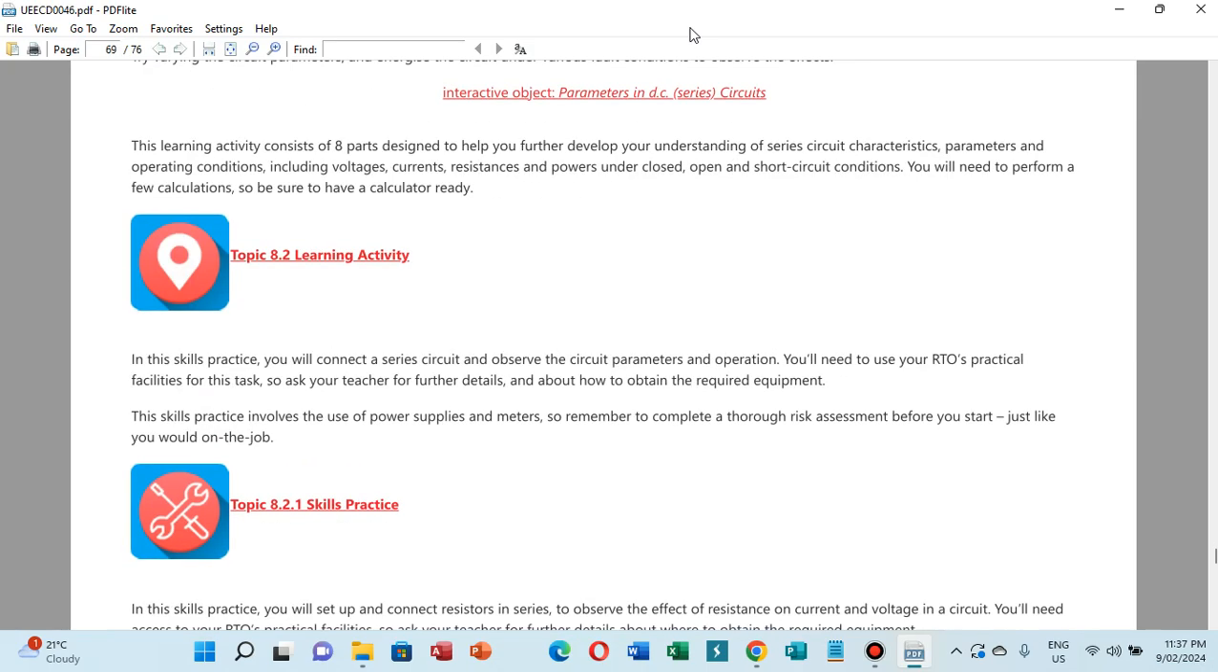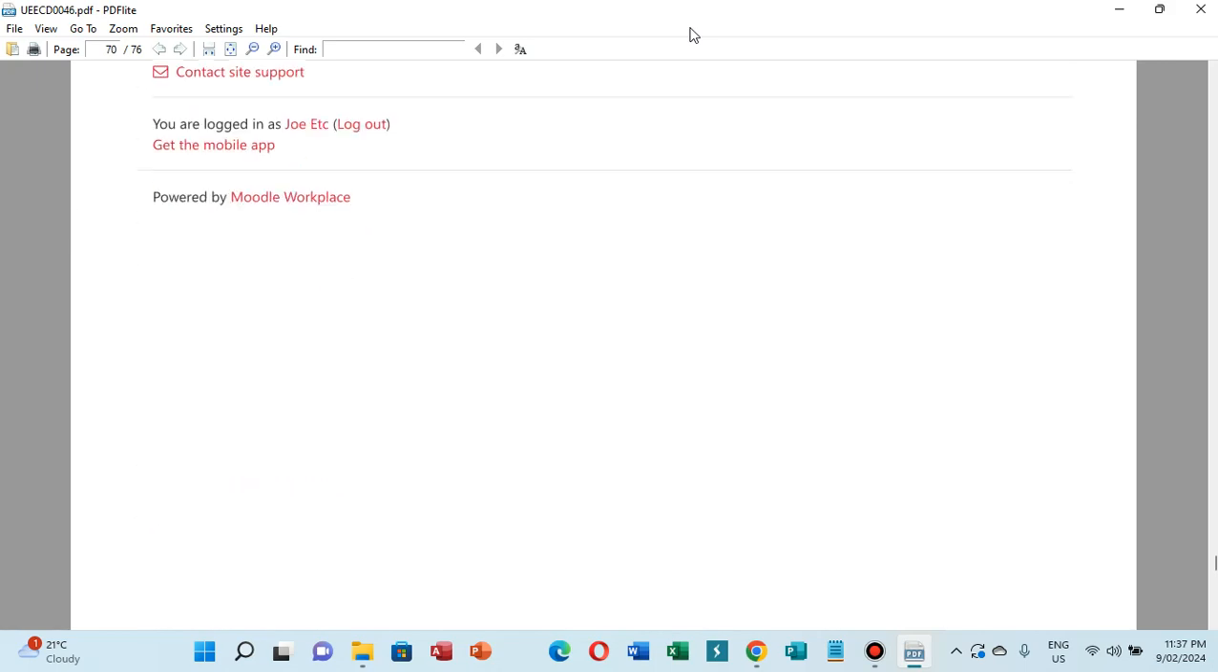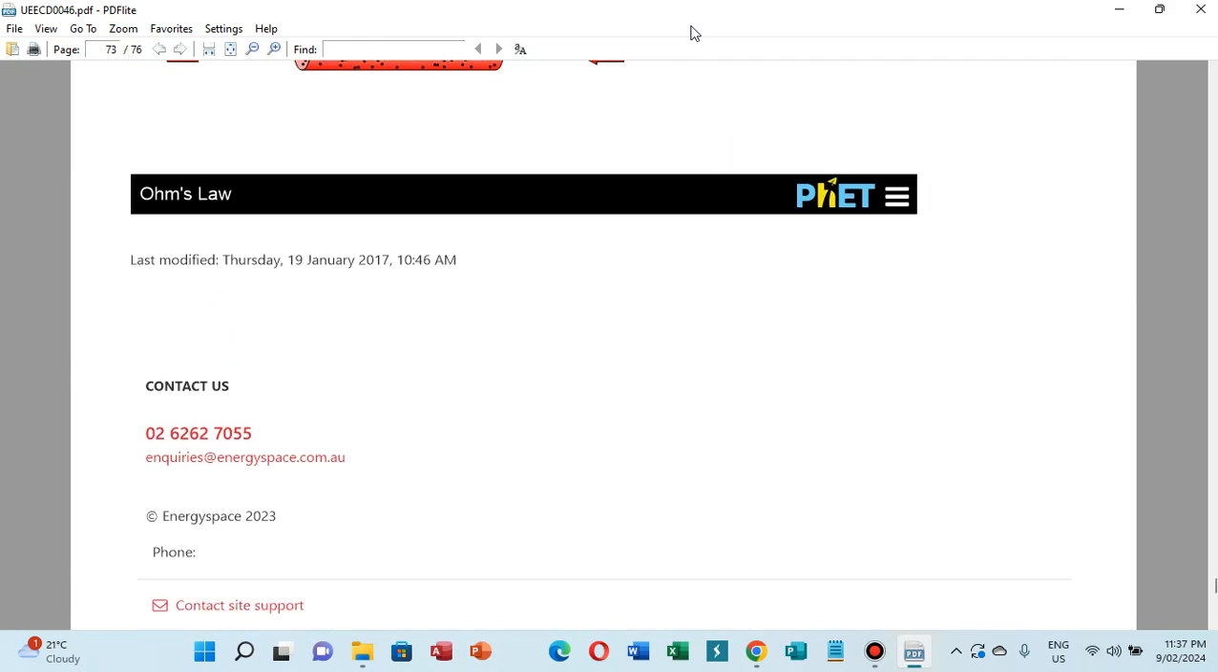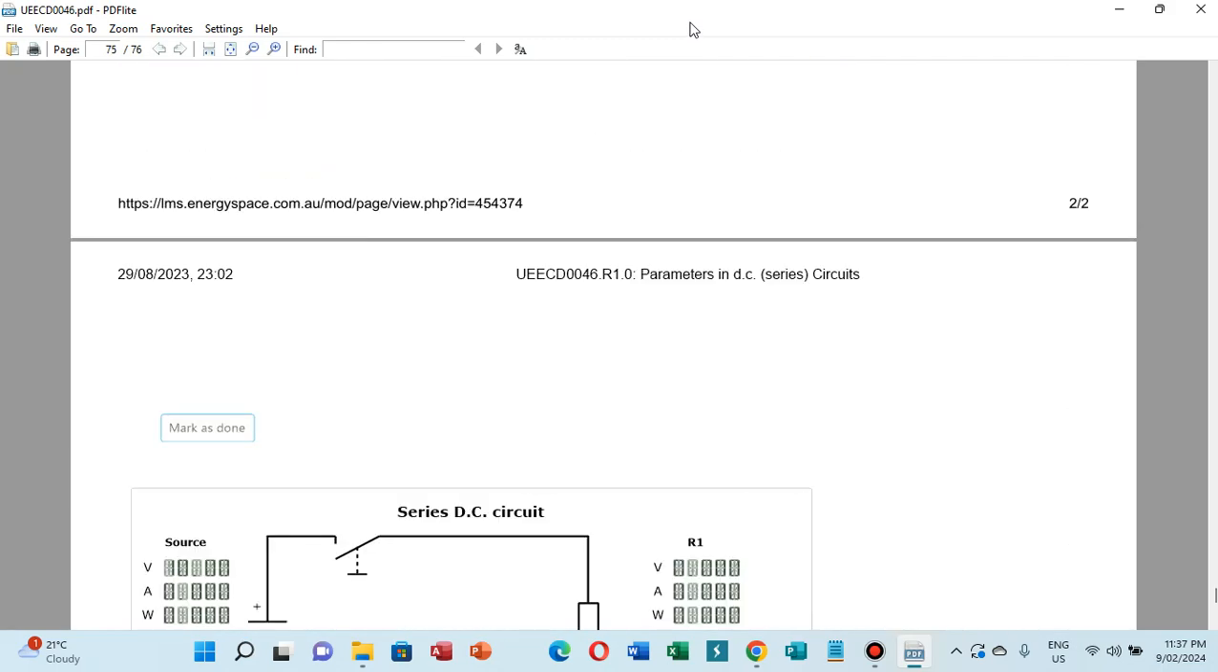This is a short circuit. So this is what I am talking about: the basic principle of electricity and the circuit.